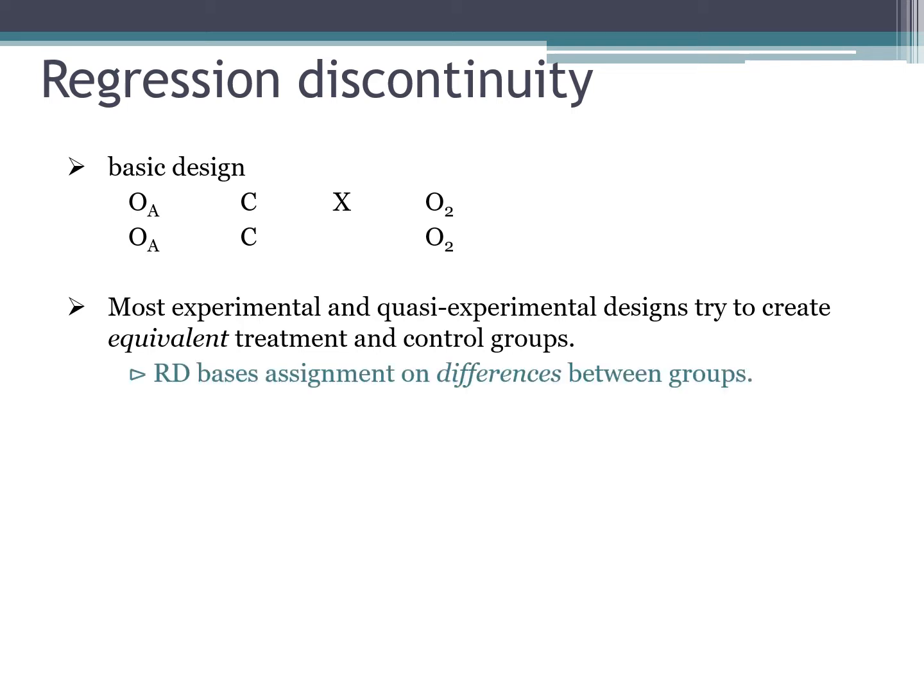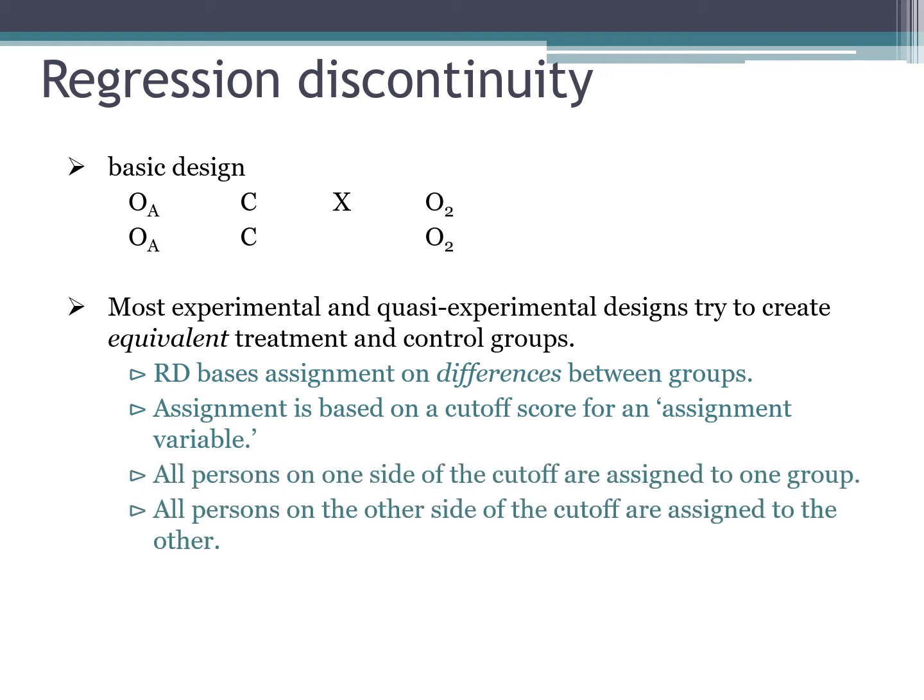Now, regression discontinuity does something quite different. It actually bases assignment on differences between the groups, and specifically on known differences between the groups. So as I mentioned, we have an assignment variable that we start with. It can be virtually anything, and we'll talk about that in a couple of slides, but often it's actually a pre-treatment measure observation of the outcome that we're interested in.